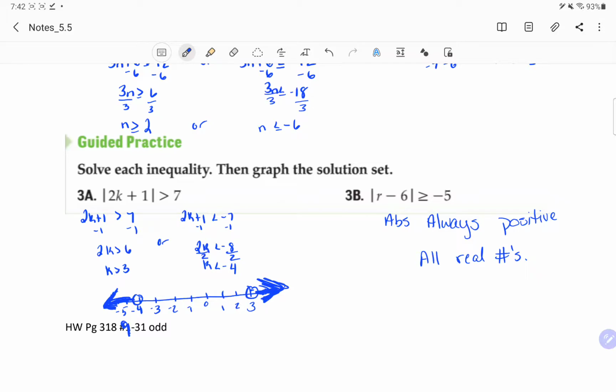And then 3B is the exact opposite of the last issue we had with that negative being over there. If I have the absolute value of something, that means it's always going to come out to be positive. If I'm positive, that means no matter what comes out here, it's going to be positive, which means it has to be bigger than negative 5, because all positive numbers are bigger than negative numbers. So it doesn't matter what I plug in for r. I'm going to get the right answer. So your solution is all real numbers.